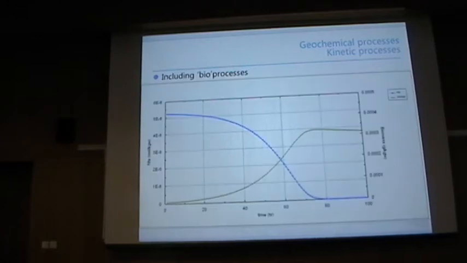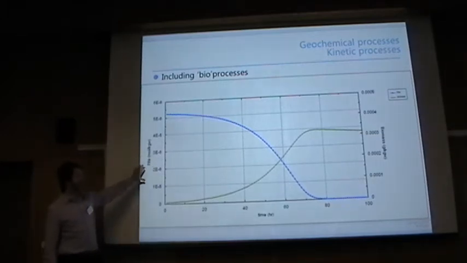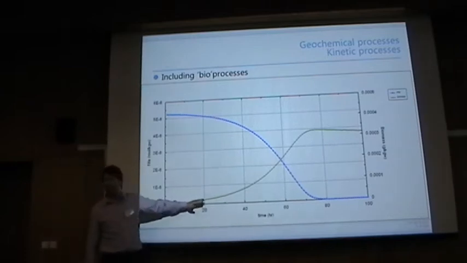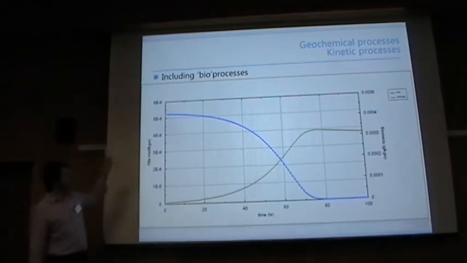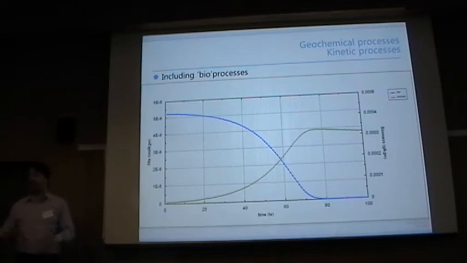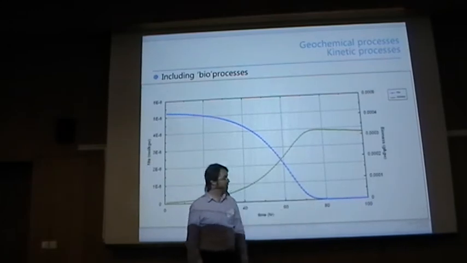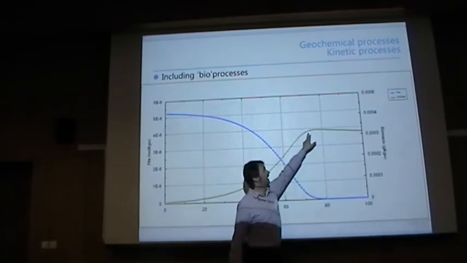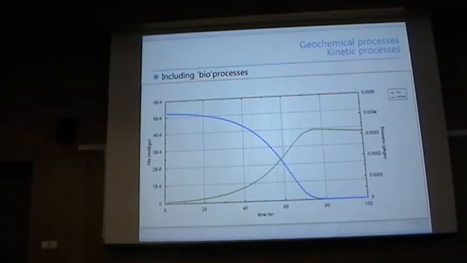You can also include biological elements into these kinetic reactions. For example, this is the degradation of an organic compound, and the rate of this degradation depends on the concentration of the substrate, but also on the amount of biomass in your system. On the other hand, when you are degrading this component, the biomass gets energy, so it can also grow. And so you see this growth in biomass. Then at the end, all your substrate is gone, and your biomass starts to decline because of that. So these things can also be included in the model straight away.